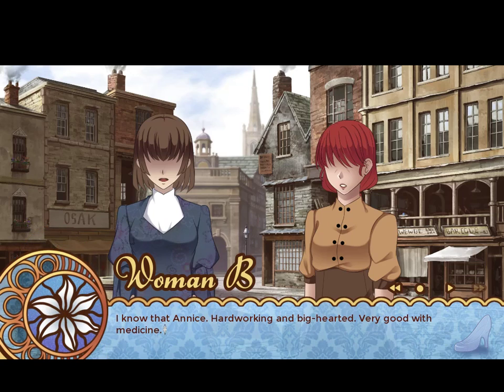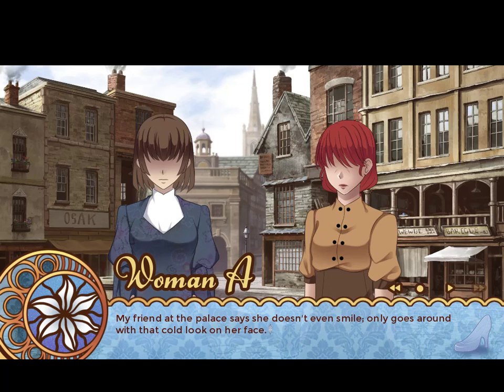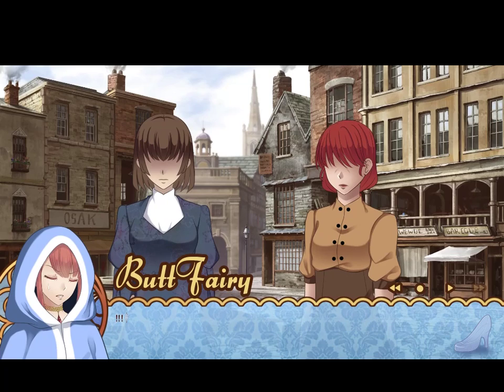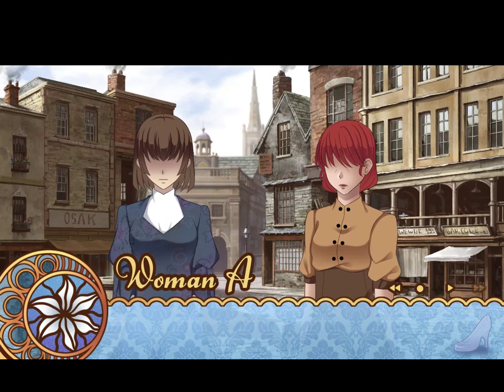I know that Annis, hardworking and big-hearted, very good with medicine. Shame she lost her job so quickly. You know how hard the crown princess is to please? My friend at the palace says she doesn't even smile, only goes around with that cold look on her face. It's probably why they call her the Ice Princess. Ice Princess? All those times I heard the servants saying that, I'd always suspect they were talking about me. She's a complete opposite of our Princess Emmeline. That child's an angel. We all know she should be the crown princess.